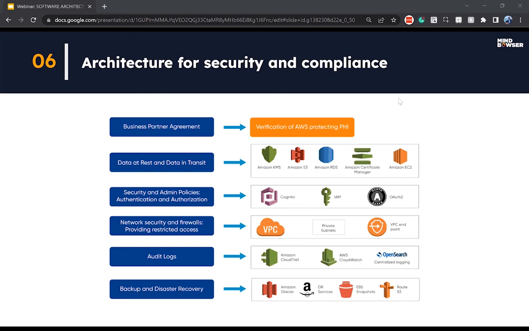Backup and disaster recovery are also most important in order to protect the data in case any server crashes or something like that. We can use Glacier for archiving files, and EBS snapshots. So these are the disaster recovery measures. And we can leverage Route 53 in case the primary zone fails. Route 53 can redirect the request to the secondary zone, which we can call the disaster recovery zone. In that way, we can provide our security and compliance.